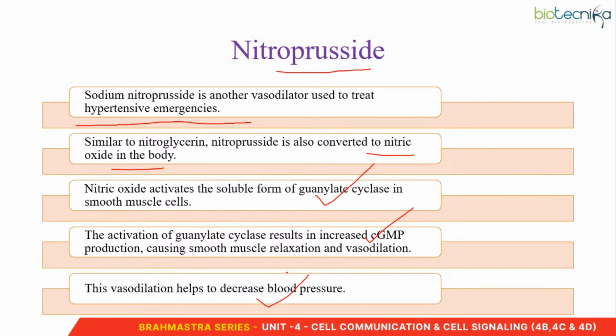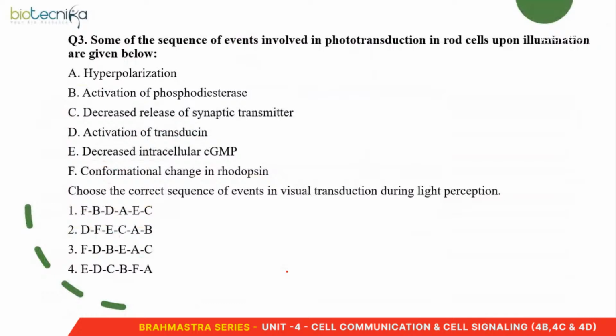Okay. Next question on your screen is regarding the GT pathway. The sequence of events involved in phototransduction in rod cells: illumination, hyperpolarization, activation of phosphodiesterase, decreased release of synaptic transmitter, activation of transducin, decreased intracellular cGMP, and conformational change in rhodopsin. So identify the correct sequence of events in visual transduction during light perception.